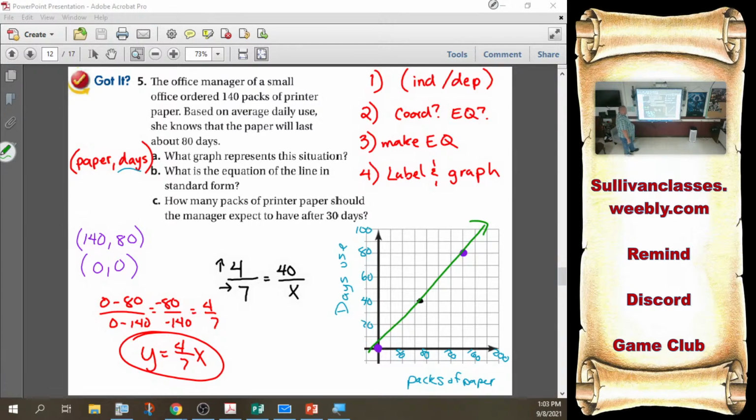How many packs of printer paper should we do after 30 days? I'm just going to jam a 30 in here. What's that? 120 over 7, 17 and a 7th? Maybe? Sure. Oh, you tell me. I'm guessing. Got it. All right, times 30, 120, 7.